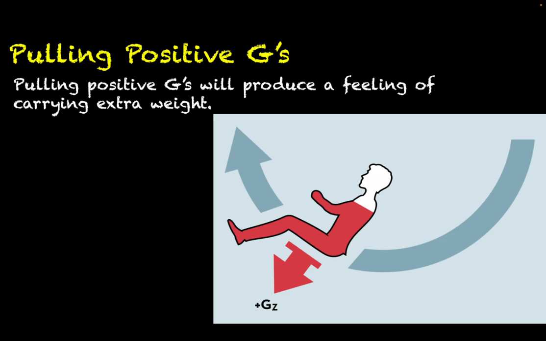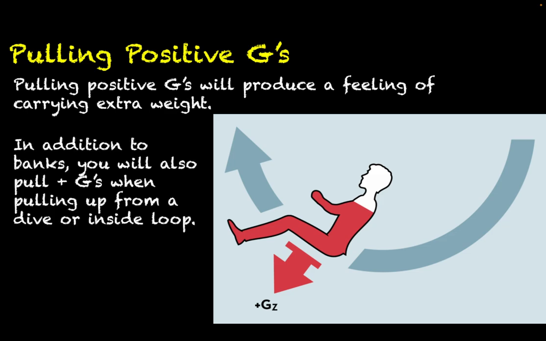Okay, so let's talk about pulling positive G's. It's not just turning or banking that produces positive G's. Pulling positive G's will produce a feeling of carrying extra weight. We've already established that, right? In addition to banks, you're also going to pull positive G's when you're pulling up from a dive or an inside loop. This diagram here is meant to show that you are diving towards the Earth's surface and then rapidly pulling up from that dive. When you do that, you're going to pull multiple positive G's, and the diagram is meant to show that this is pulling the blood down away from your brain and your eyes and towards the lower trunk of your body and towards your feet.